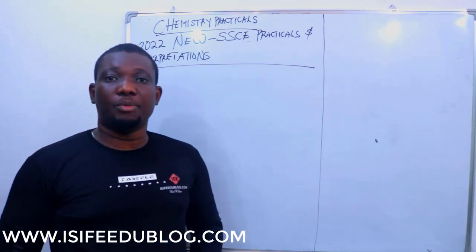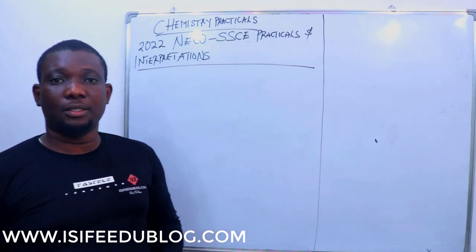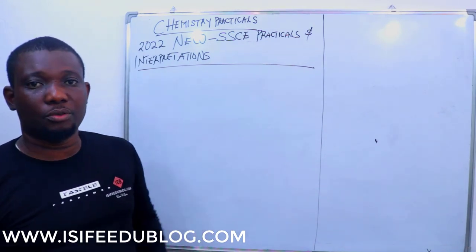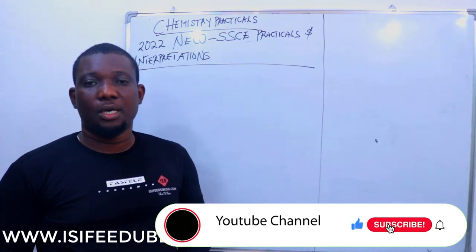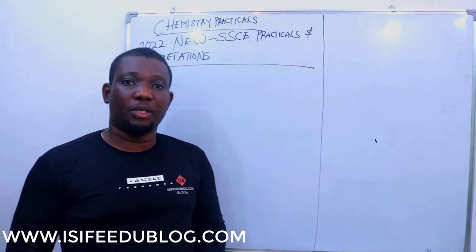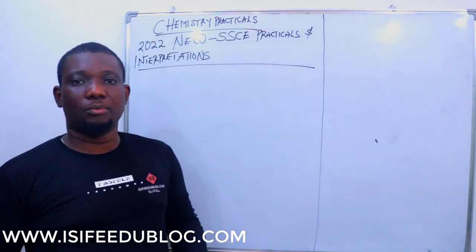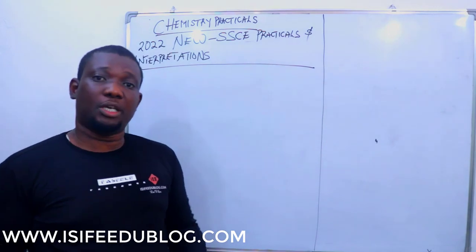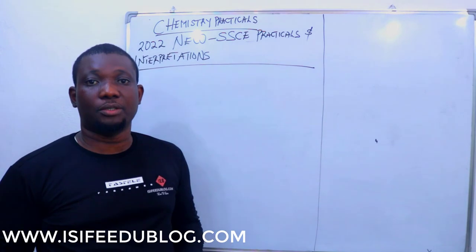Today we're going to be looking at chemistry aspects, the practical, as this year's NECO exam is concerned. We're going to be looking at the interpretation of the practicals, the analysis of the salts, as well as the acid-base titration. I'm going to start with the first aspect of the exam, which is the titration, and what we are going to look at: the acid, the base, and then the salt. Interestingly, we're going to be looking at acid-base reaction.